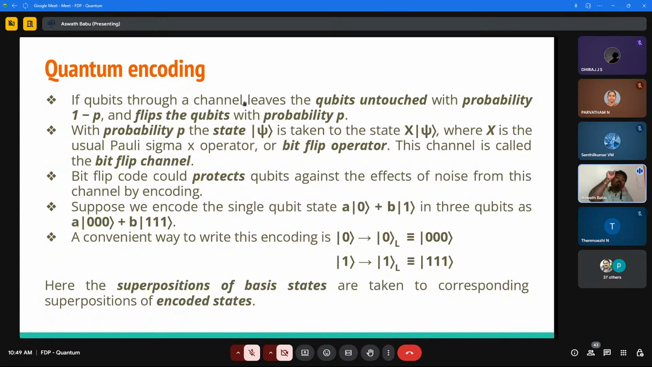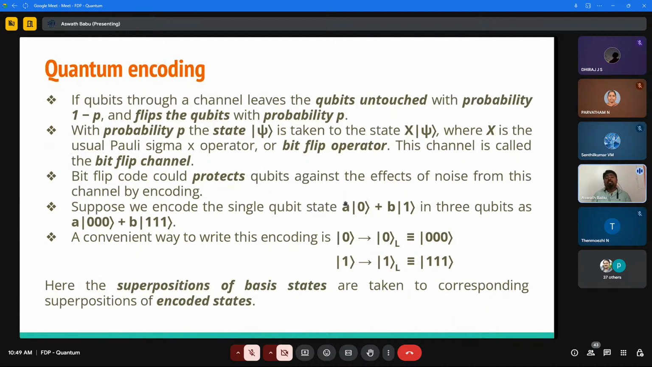Now, what is the first one? The most important one is I can't clone a superposition state to multiple superposition states. Very good, let it be. What I will do now is create something called a logical qubit. How do I create a logical qubit? Let's say I have a qubit, A|0⟩ + B|1⟩. I have this, and this is one bit.